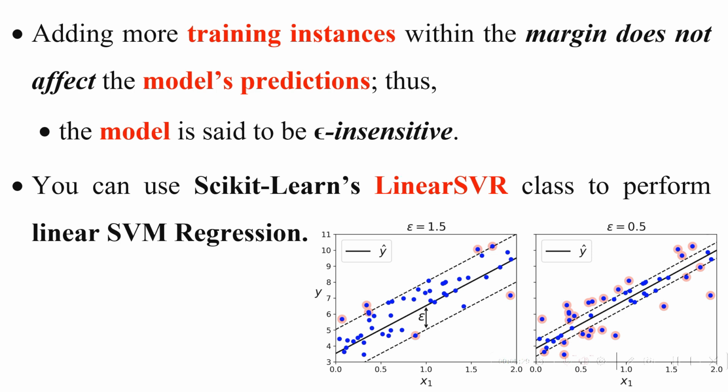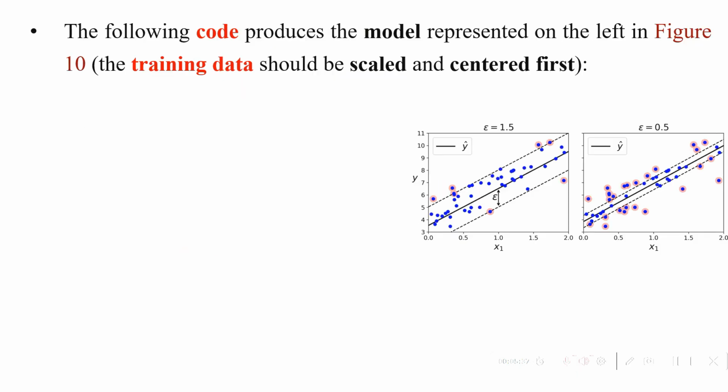Linear support vector machine regression class to perform the linear support vector machine regression. Okay, so here we are going to see the one code that produces the model represented on the left side of the figure, with the help of epsilon equal to 1.5 and epsilon equal to 0.5.